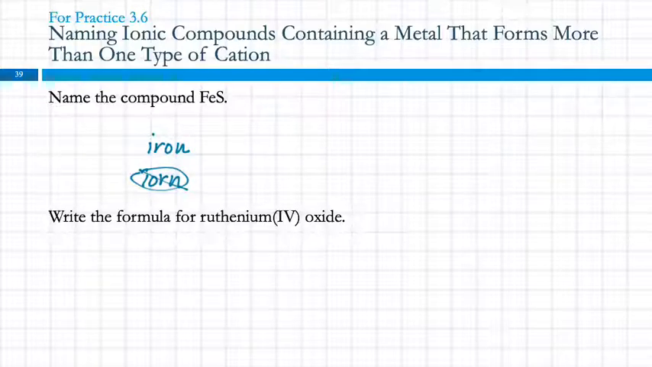Is iron in group 1A, 2A, 3A, zinc or silver? No. What does that tell me? It needs a Roman numeral. So I'm going to write the parentheses and figure out what the number is later. Okay? Sulfur is sulfide.